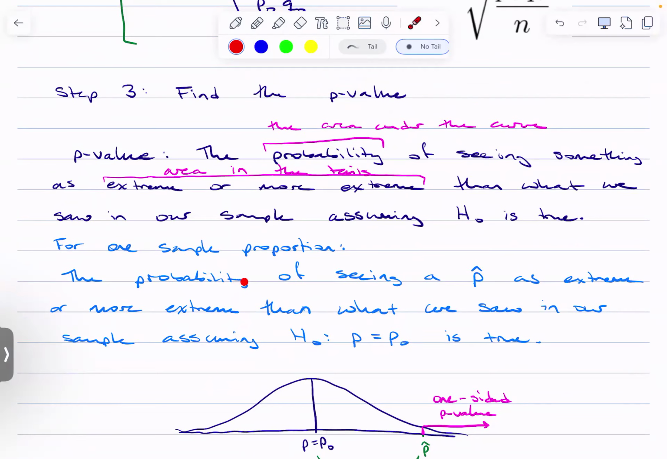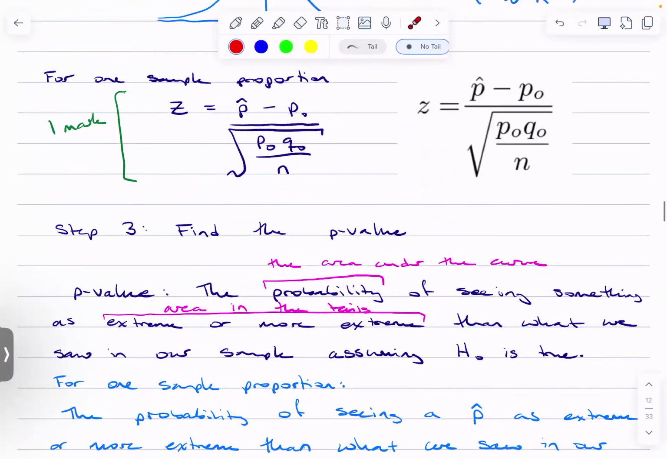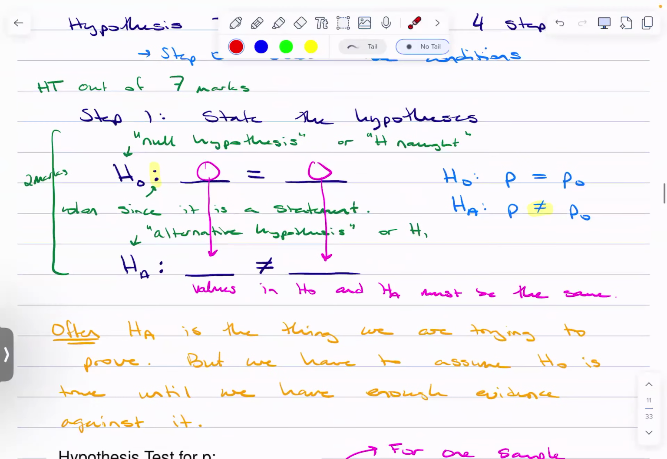The p-value is the probability of seeing a p-hat as extreme or more extreme than what we saw in our sample, assuming that it is centered on P naught. At some point, we're going to have moved far enough away from P naught to say, okay, possible, but unlikely. And then we're better off saying, I think that's evidence against my null hypothesis.